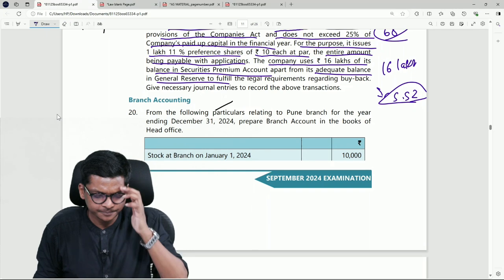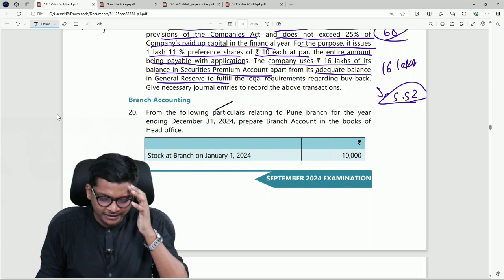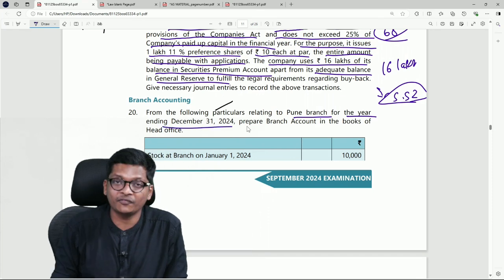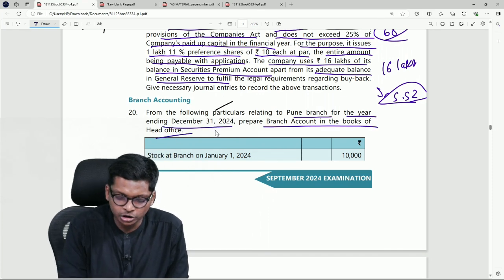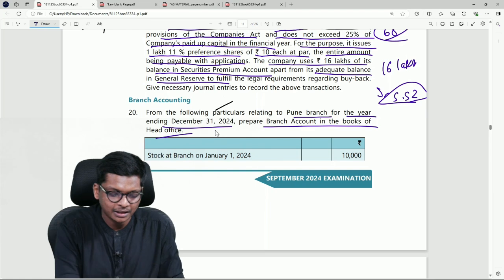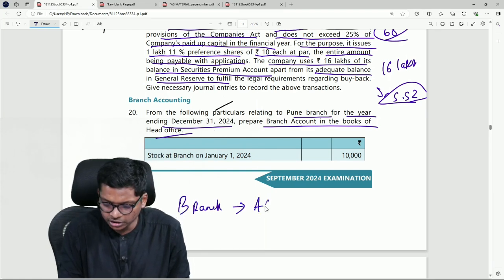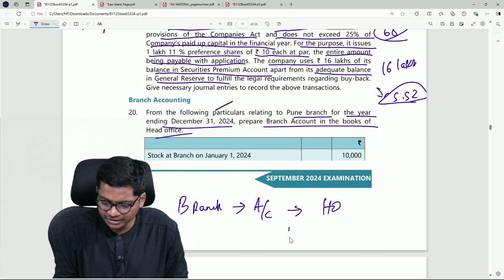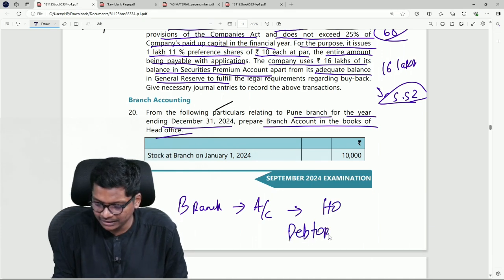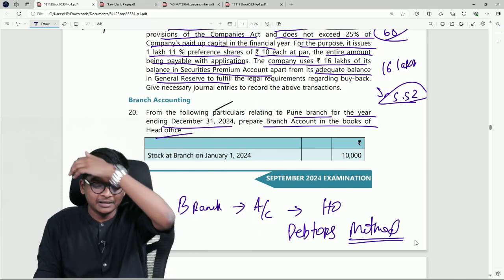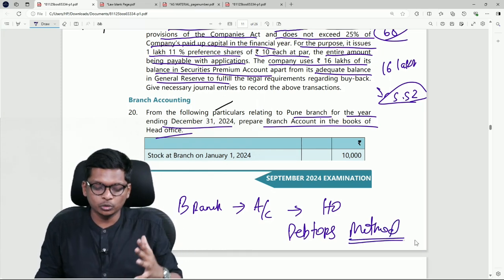Okay, look at this. From the following particulars relating to the Pune branch for the year ended 31st December, prepare branch account in the books of head office. So if I have to prepare branch account in head office, this is nothing but debtors method. Instead of me solving this full sum, I am just going to tell you the shortcut as to how to solve.